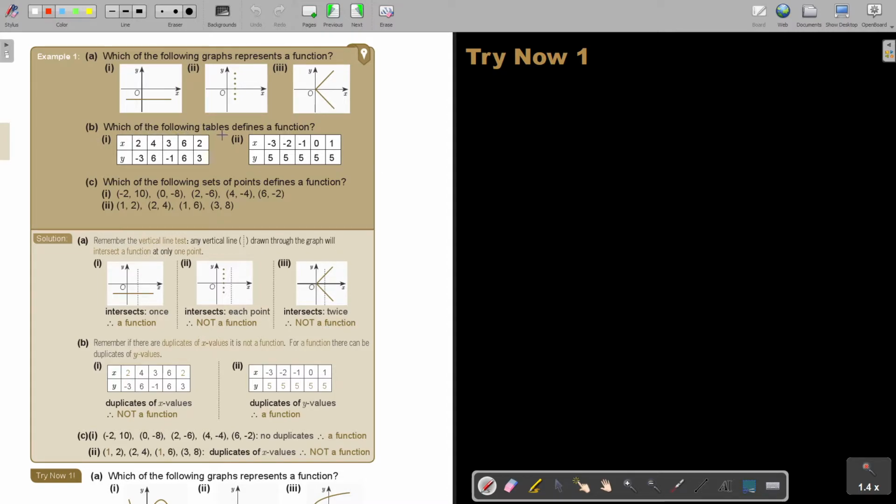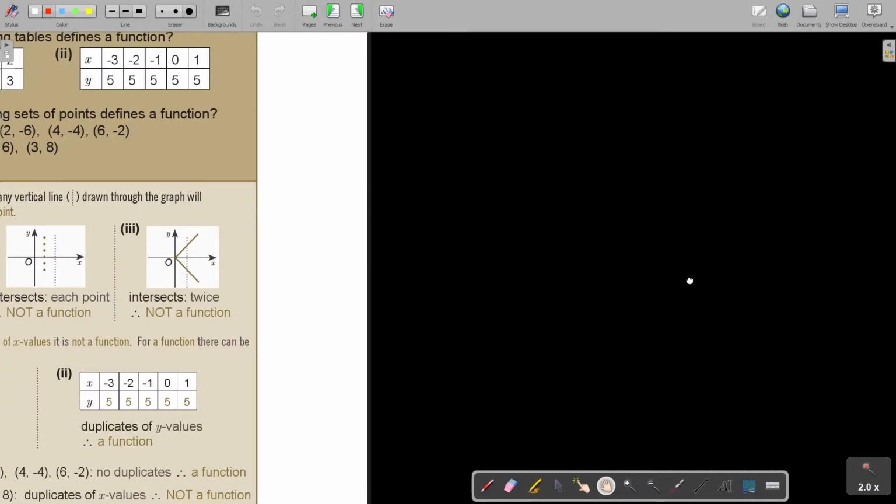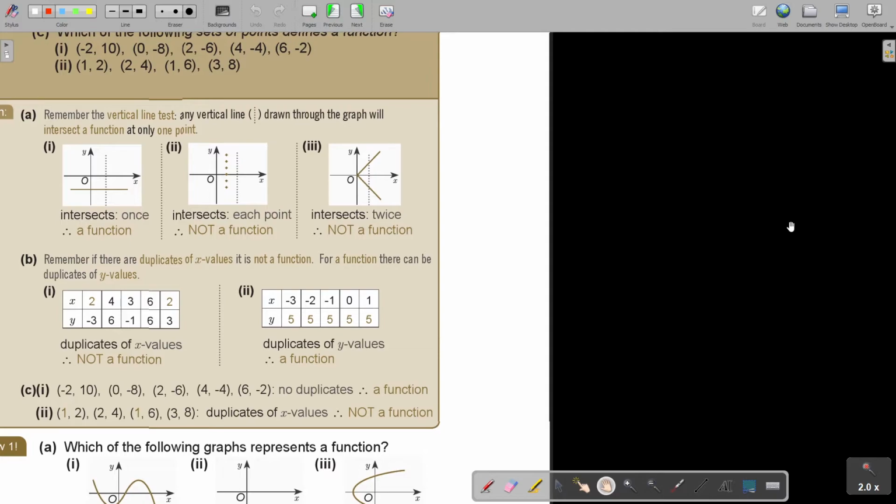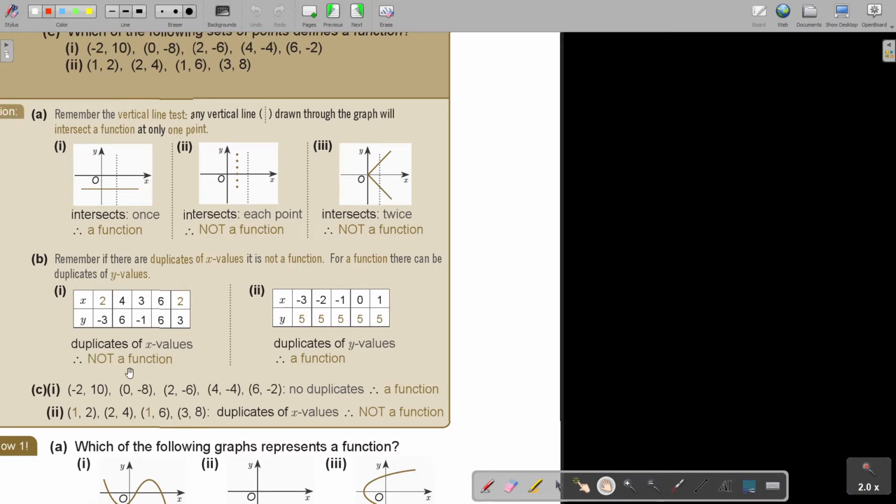Which one of the following tables defines a function? So if I'm looking at this one, now remember, if there are duplicates of x values, it is not a function. For a function, there can only be duplicates of y values. So if I'm looking at this one, I see the duplicates of the x values, so it's not a function.